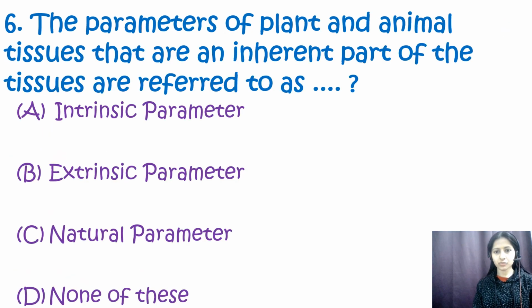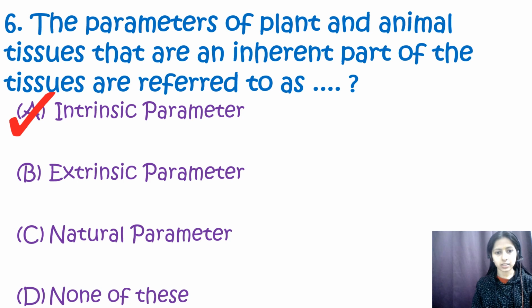6. The parameters of the plants and animal tissues that are an inherent part of the tissues are referred to as option A intrinsic parameter, option B extrinsic parameter, option C natural parameter and option D none of these. So the correct answer is option number A, that is intrinsic parameter. So what are these intrinsic parameters? Intrinsic parameters, these are the pH, moisture content, oxidation reduction potentials, nutrient content, antimicrobial constituents, biological structures. Whereas these extrinsic parameters, they can include like the temperature, relative humidity, atmospheric gases, pressure, others.